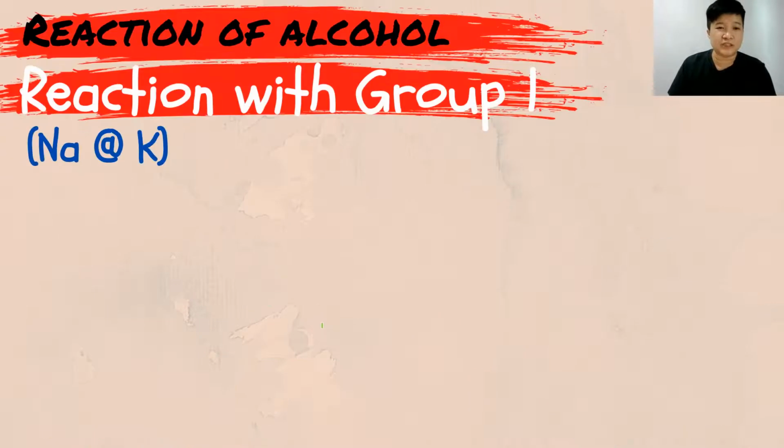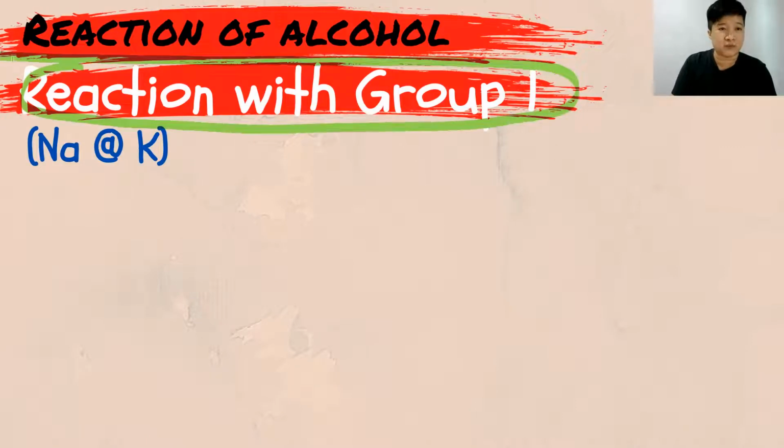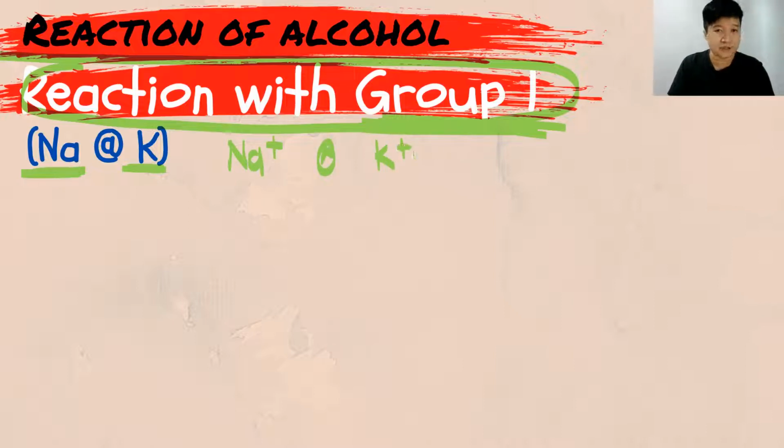Let's jump straight into the reaction with group 1 metal. The examples of group 1 metal that I have over here are sodium and potassium. And we know that group 1 will always have a positive 1 charge. In other words, sodium will always be Na+ and potassium will always be K+.